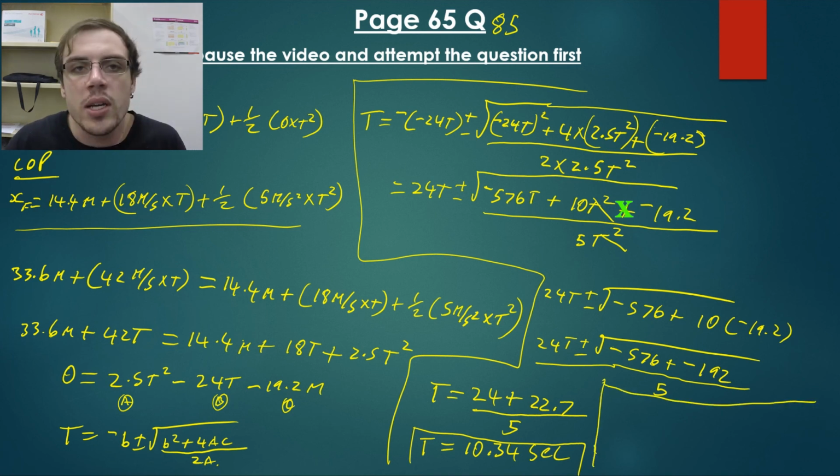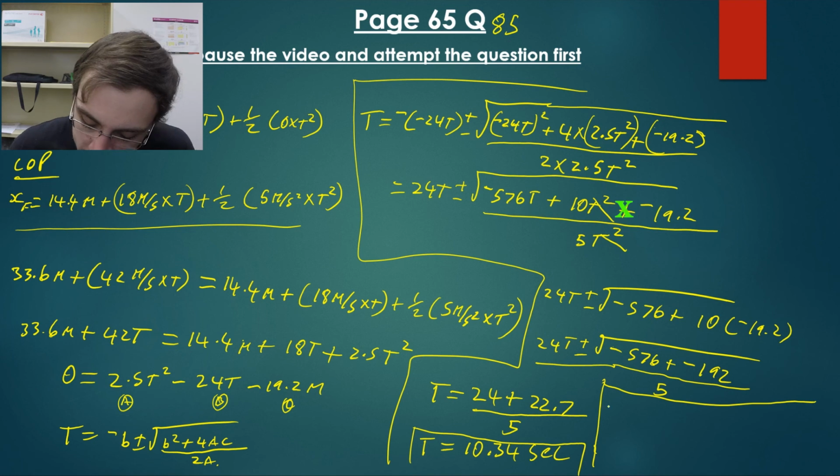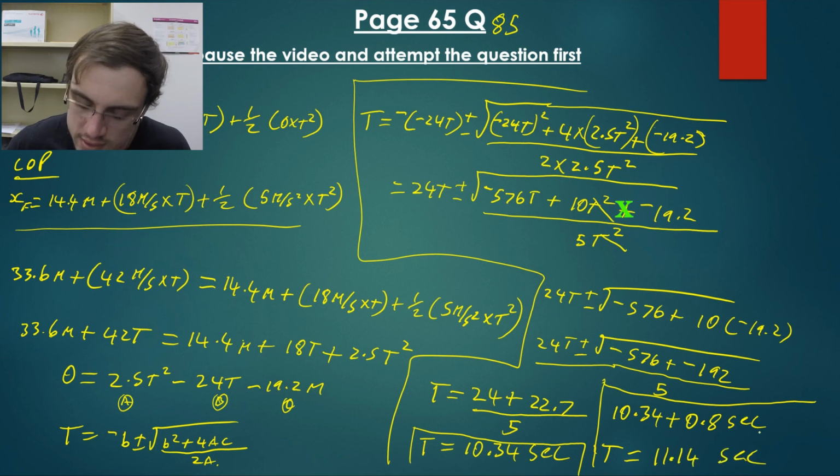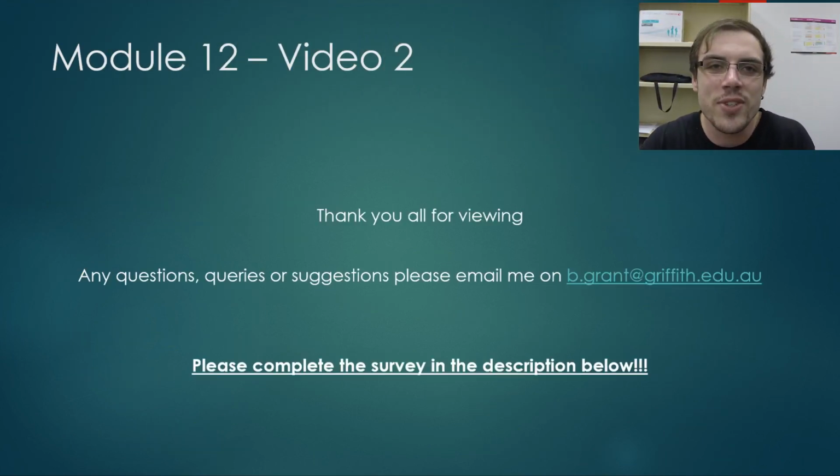But before we celebrate too hard, yes, that is how long it took for the cop to catch up to the speeder. But we need to remember that it took that police guy 0.8 seconds to react. So we need to take that into account. So we need to go 10.34 plus 0.8 seconds, which means the total time is 11.14 seconds.